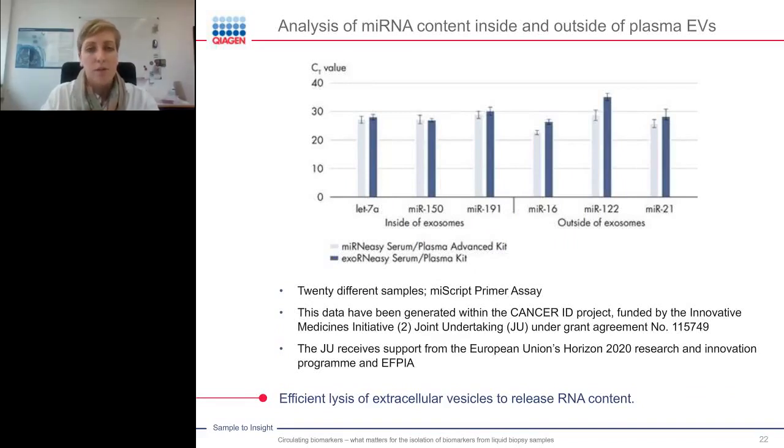This new kit is also able to efficiently lyse exosomes, as you can see by this graph here. We are looking at a comparison between the new kit and our exoRNeasy Serum/Plasma kit. exoRNeasy kits are specifically isolating total RNA from exosomes. So for those microRNAs that are known to be primarily inside of exosomes, we see very similar yields between the 2 kits. For those microRNAs that are present outside of exosomes, we see a slightly better performance for the miRNeasy kit compared to the exoRNeasy kit, and that's because exoRNeasy is enriching for exosomal RNAs specifically, and is getting rid of the microRNAs that are outside of exosomes.